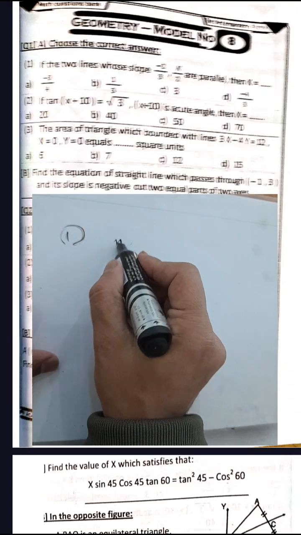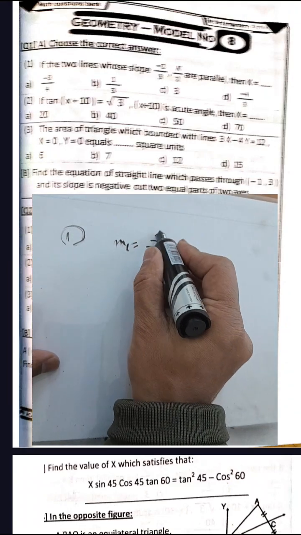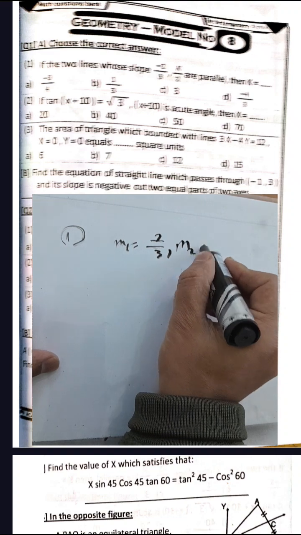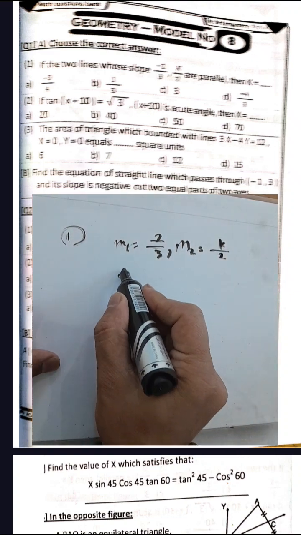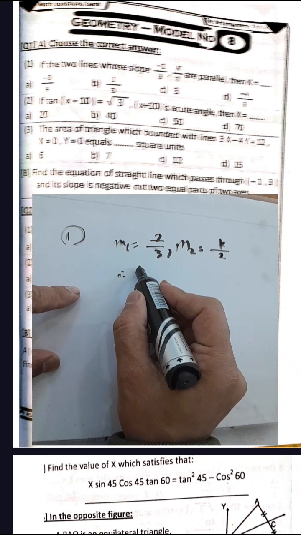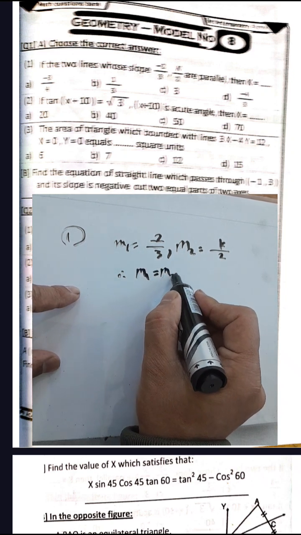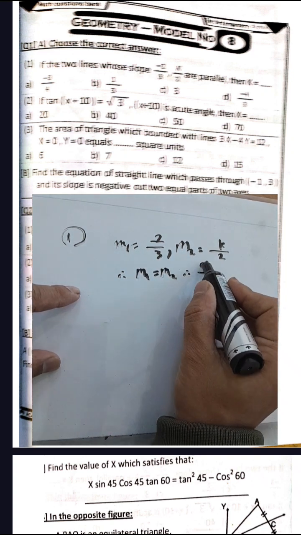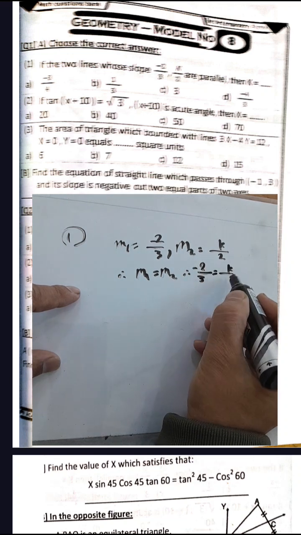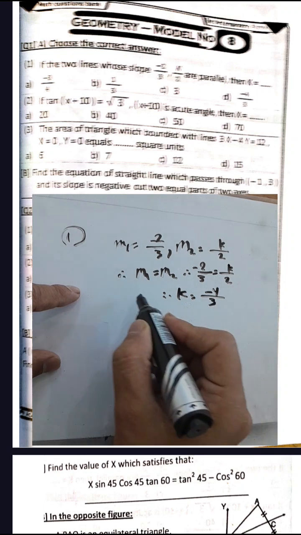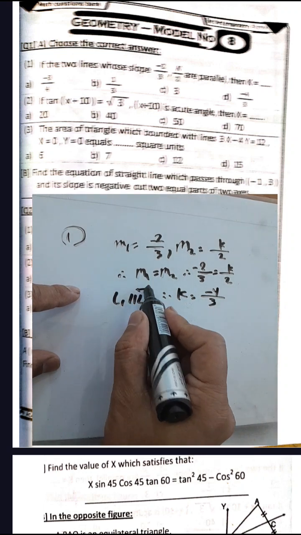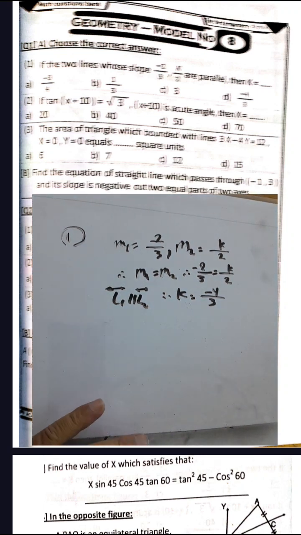Whose slope 1 equals negative 2 over 3 and slope 2 equals k over 2, then they are parallel. Then we can write m1 equals m2, so negative 2 over 3 equals k over 2, then k will be equal to negative 4 over 3, because L1 is parallel to L2. They are parallel, then slope 1 will be equal to slope 2.